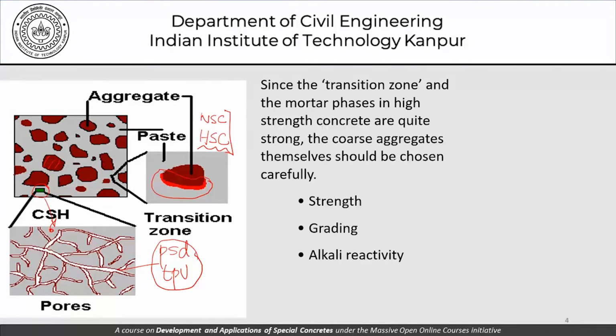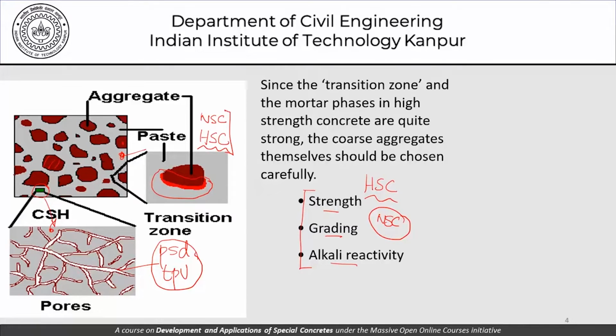Since the transition zone and the mortar phases in high strength concrete are quite strong, the coarse aggregates themselves should be chosen carefully in terms of strength, grading, and alkali reactivity. We have to be more careful with all these parameters when choosing aggregates for high strength concrete than in the case of normal strength concrete. Because in the case of normal strength concrete, this phase here is much weaker than the aggregate phase, and therefore when we talked of the two-phase model or the three-phase model, we could almost identify very clearly which is the weakest link.